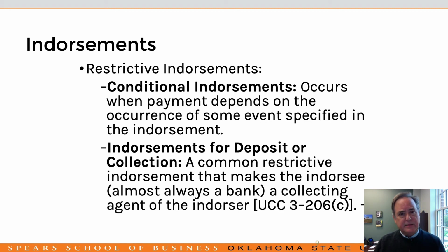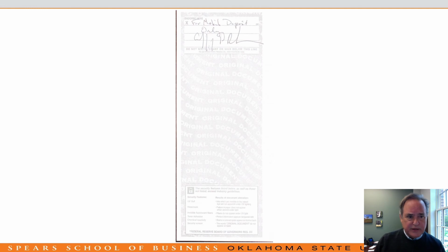And what this does is it means that this instrument can only be negotiated through the restriction on the endorsement, which is to say you cannot cash the check. It is only permitted to be deposited into an account. So here's a check actually I just got a short time ago. Of course, we all use mobile apps to deposit checks right now, and so I simply say for mobile deposit only at the top and then include my signature.